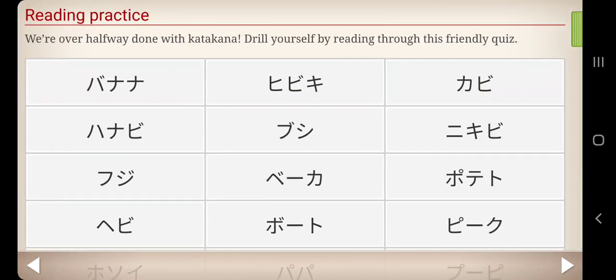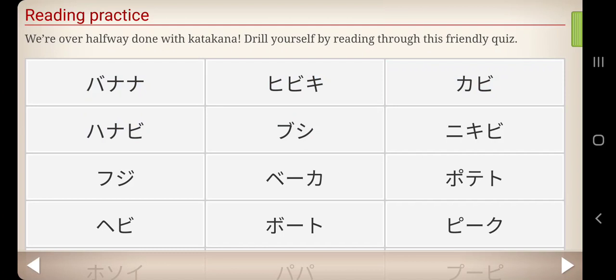Reading practice. We're halfway done with katakana. Enjoy yourself by reading this friendly quiz. Banana. Hibiki, like euphonium. Kabi, my Smash Bros main. Hanabi.